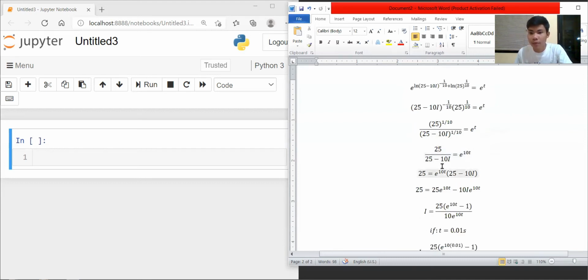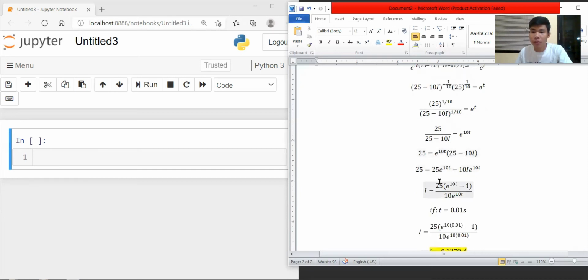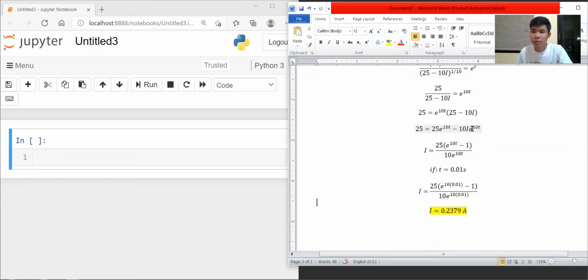So 25. So simplify, ililipat lang natin ito dun sa kabila, ang denominator. 25 equals e^(10t), 25 minus 10I. So distribute natin tong e^(10t). Magiging, ito na. Ang distribute lang. And further simplification, we will get the I, which is 25 multiplied by (e^(10t) minus 1), all over 10e^(10t).